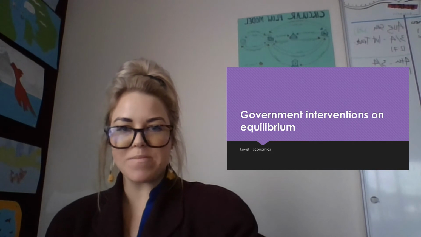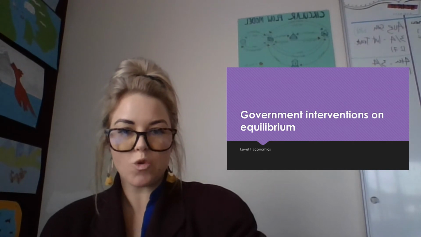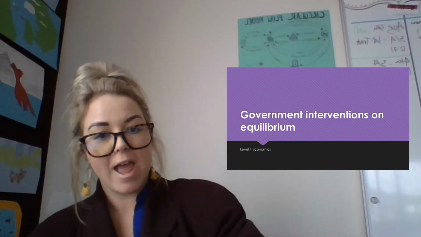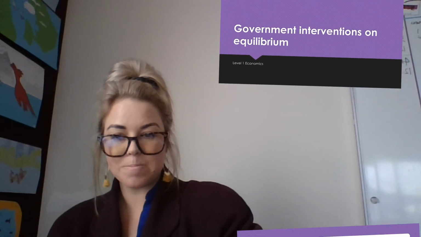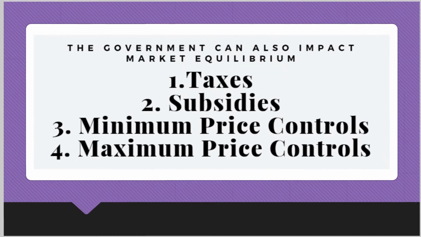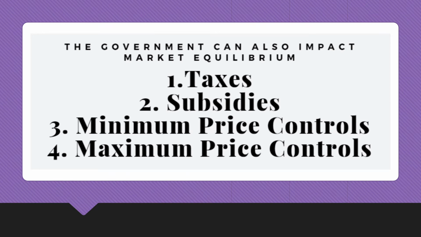This video looks at government interventions on equilibrium. We'll be covering 4 different topics, starting with taxes. So taxes is our first subsection we'll be looking at. The other government interventions are subsidies, minimum price controls, and maximum price controls, and we'll be looking at how all of these impact our equilibrium graph.